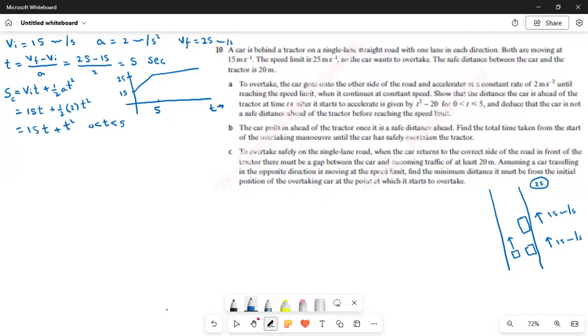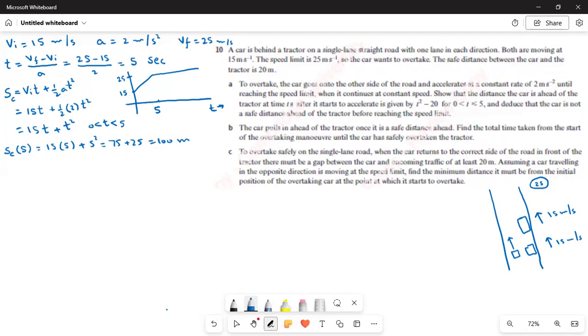And how much is the distance traveled by the car after 5 seconds? Okay, see how much the car has traveled in 5 seconds. So this is 15 times 5 plus 5 square. So this is 75 plus 25. This is 100 meter. Okay, so the car has traveled 100 meter in the first 5 seconds.